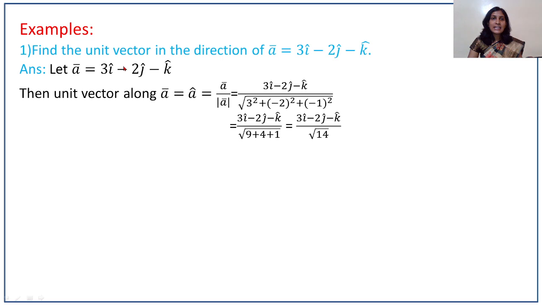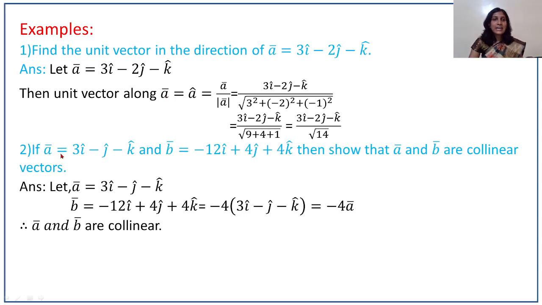So what is A bar? A bar is this, so we write it here as it is. What is the magnitude of A bar? It is the square root of the sum of squares of its coefficients. That is 3 squared plus minus 2 squared plus minus 1 squared. We get root of 9 plus 4 plus 1, that is root 14. So this is the unit vector along that vector.